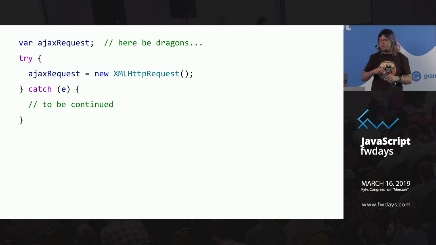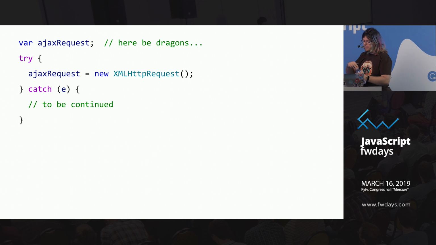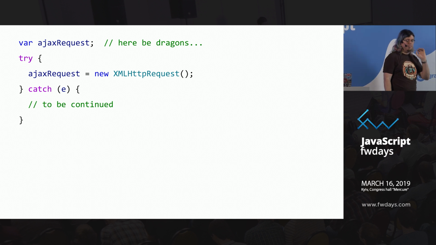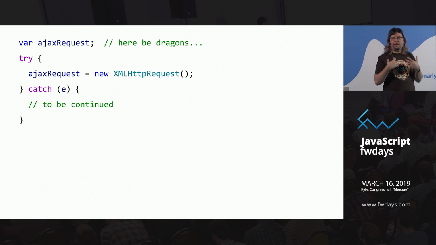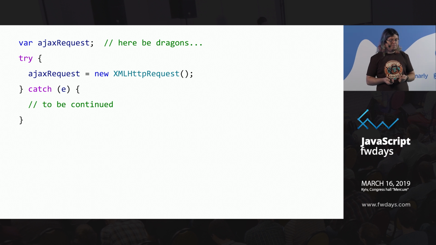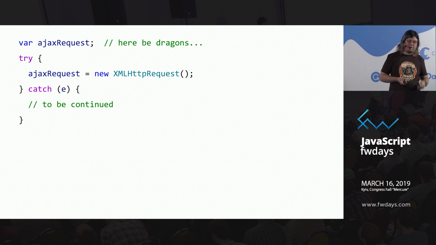So when Ajax came about, a few browser vendors had some ideas on how it should work. If I wanted to do an XML HTTP request, to fetch some data from somewhere, I would have to write this kind of code. I would start with, okay, so I use the web platform, but some parts of the web platform disagree.